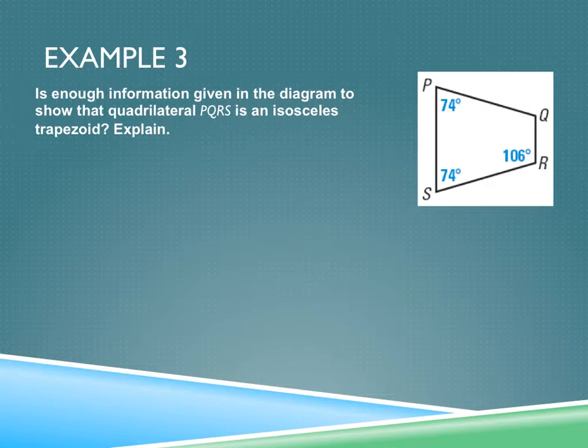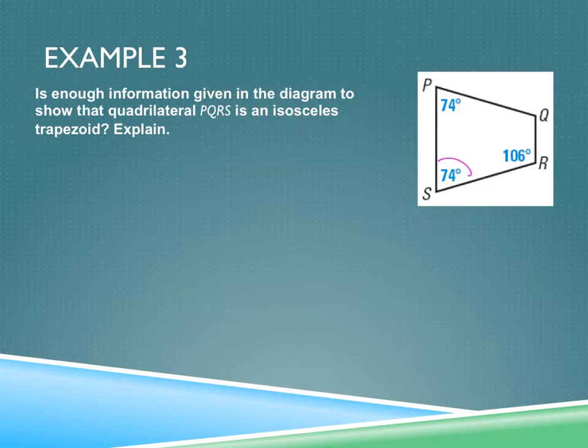What's the definition of a trapezoid? No, you're thinking isosceles. What's the definition of just a general trapezoid? One pair of parallel sides. Is there enough information in this diagram to show that there are parallel sides? Yeah, how?